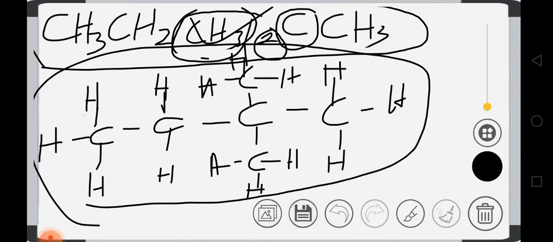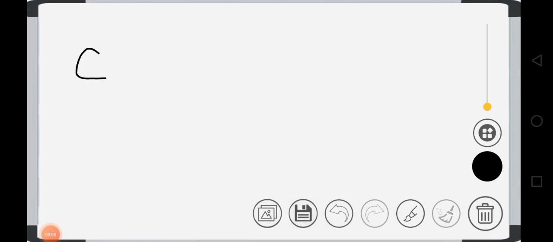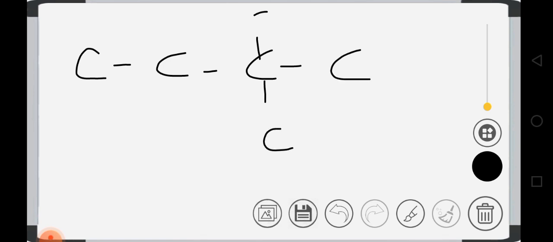If you want to write it just with carbon only, without including any other element, I'm just going to write that we have 1, 2, 3, 4. It's not even up to 5, it's 4. We have just 4. So we're going to have something like this: 1, 2, 3, 4, and 1, 2. This is what we have.